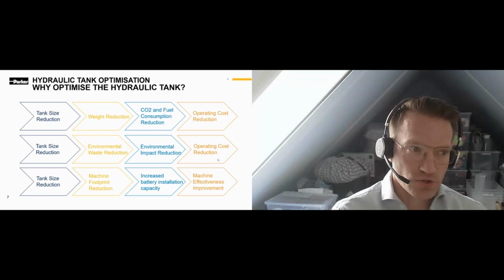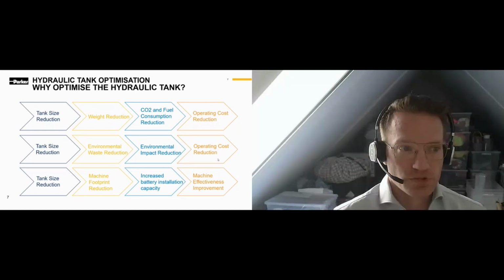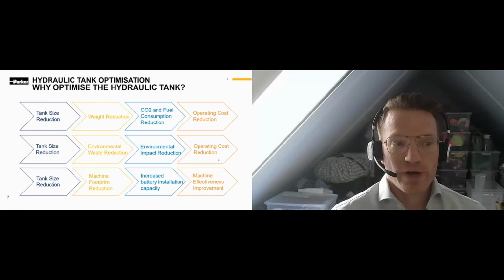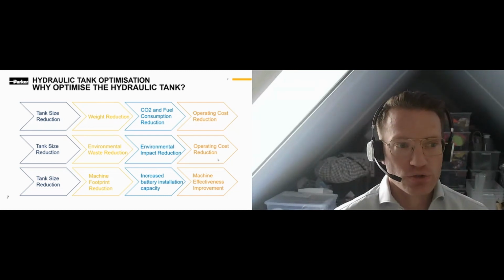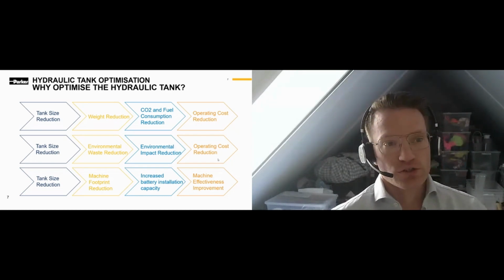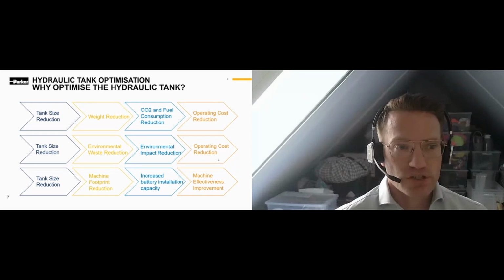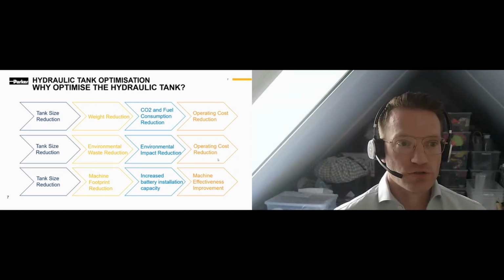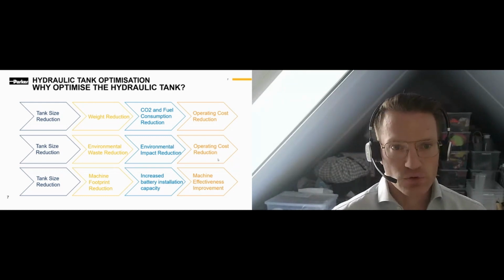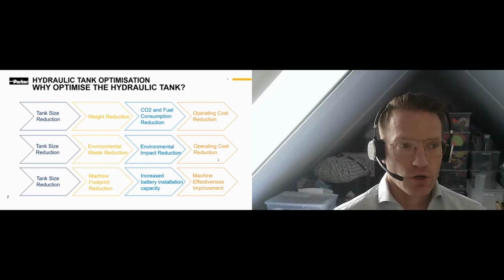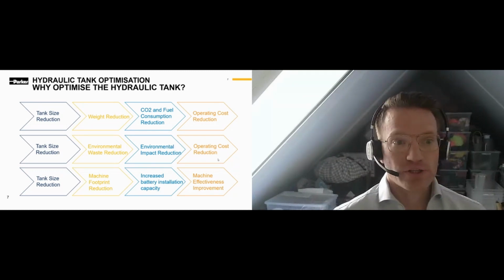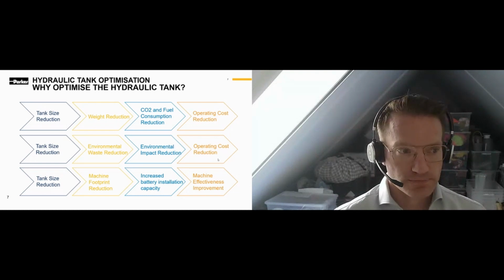As said, tank size reduction is the most important aspect of tank optimization because it will lead to multiple benefits. First of all, for example, weight reduction. We can reduce the weight of the tank by making it smaller, with less fluid. With a traditional combustion engine, it will reduce fuel consumption and CO2 emissions, and of course it will reduce operating costs. Weight reduction can also mean the payload can be increased. So there are multiple advantages to reducing the weight of the hydraulic tank.